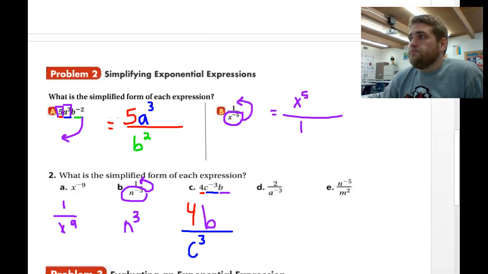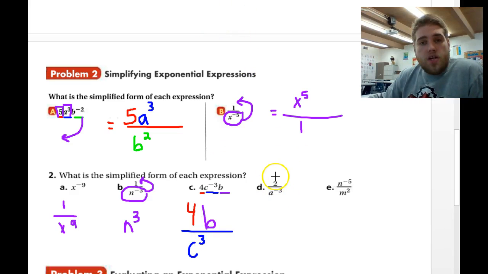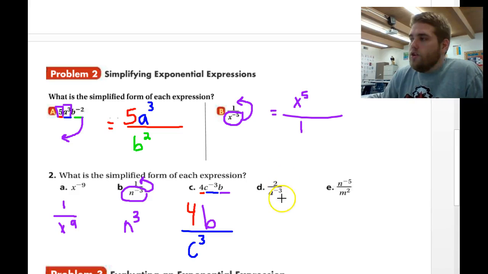For d, we have 2 on top. Is there anything wrong with 2? Any negatives? No, 2 stays the same. Okay. Then I've got a to the negative 3rd on bottom. I can't have it on bottom, so I want to move it to the top. So when I move it to the top, my negative 3rd becomes positive, and I just have 2 a to the 3rd.